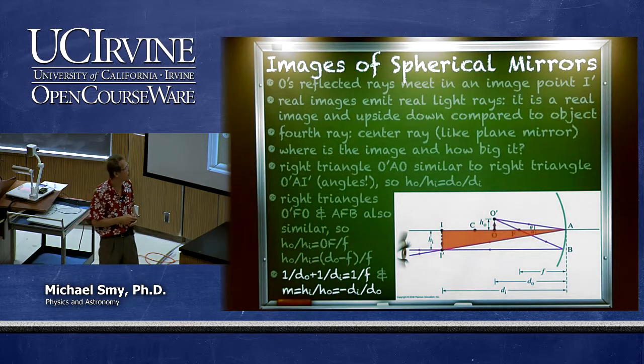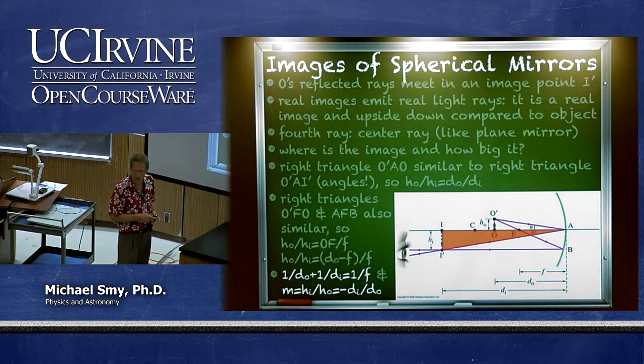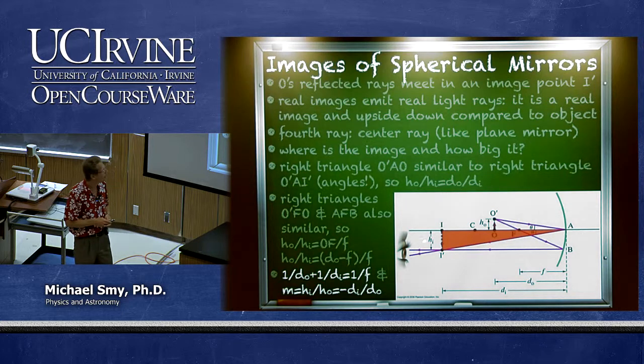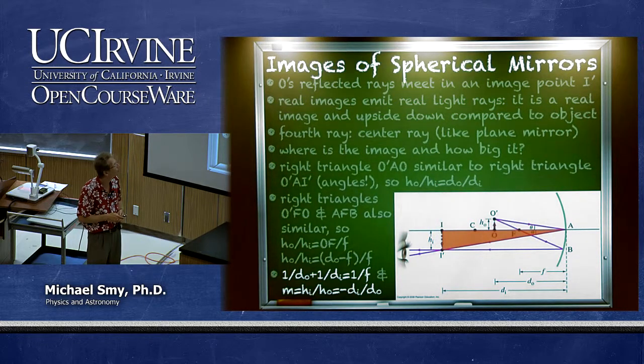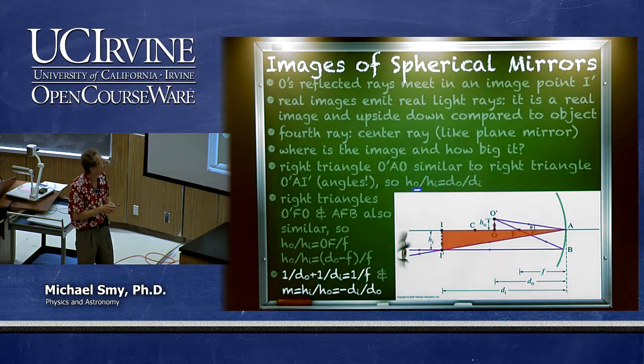However, the 2 triangles are not congruent. They are quite obviously different sizes. They are just similar to each other, and that means that I can take the equivalent sides and form ratios. H_o, which is the height of the object, divided by h_i, which is the size of the image, must behave like the distance from A to O, which is the object distance, to the distance A to I, which is the image distance. So we can form this ratio equation.